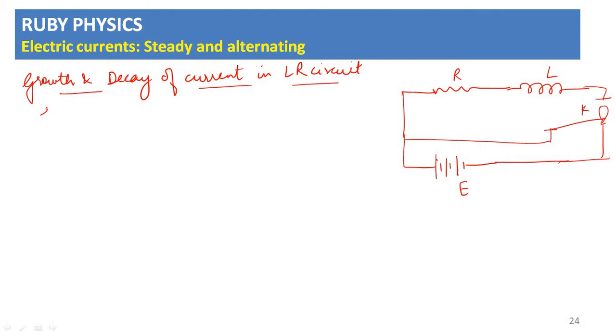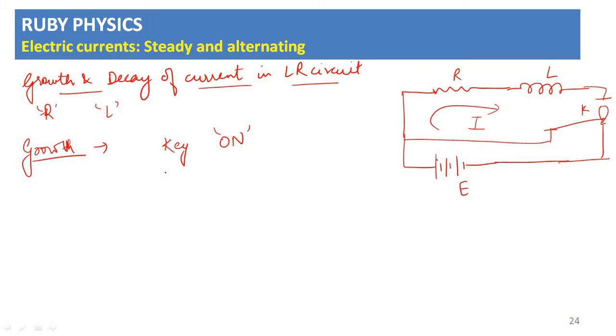What happens is we have taken a resistor and an inductor, and this is connected to a battery of EMF E, and this setup is connected with the key. First of all we will see the growth of current. For the growth we will set the key in the on position. As soon as the key is switched on, the battery is connected, and the current starts flowing in this circuit.